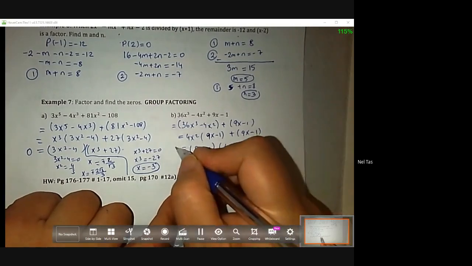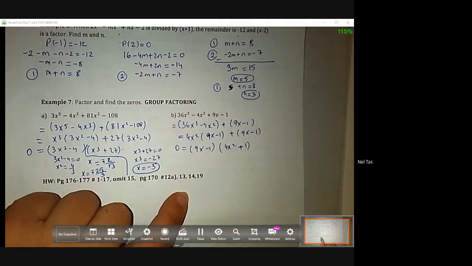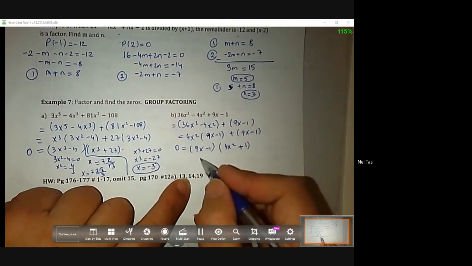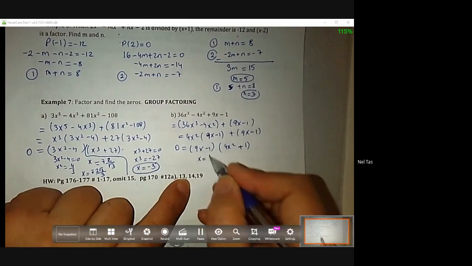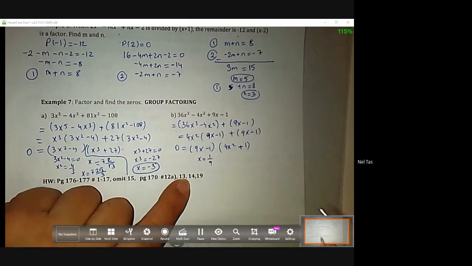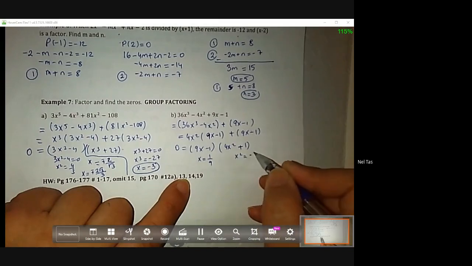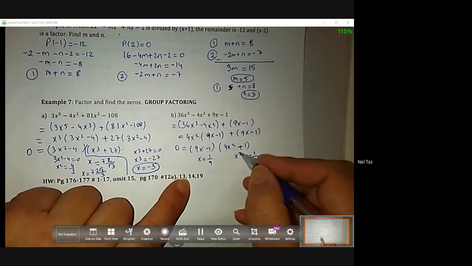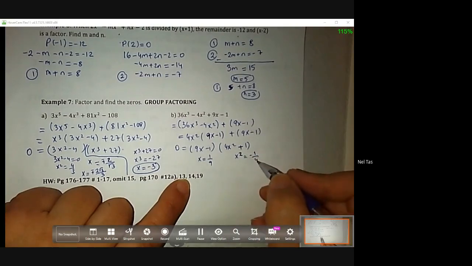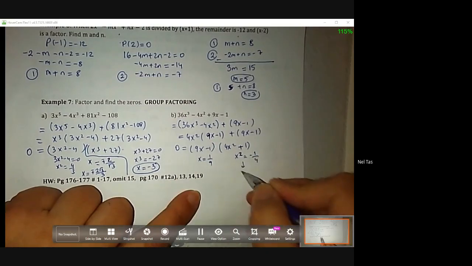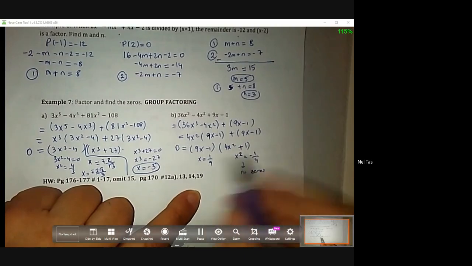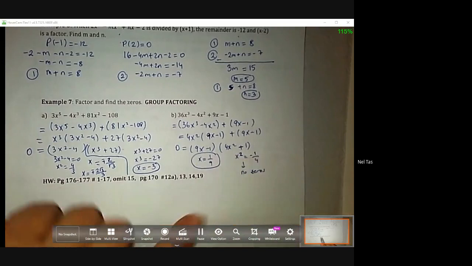Okay, so to solve for zeros, we make this equation equal to 0. This gives you x equals 1 over 9. From the second one, what do you get? x squared equals negative 1 over 4, which is not possible, right? When you square anything, you never get a negative number. So no zeros from here. From the first one, we get x equals 1 over 9.